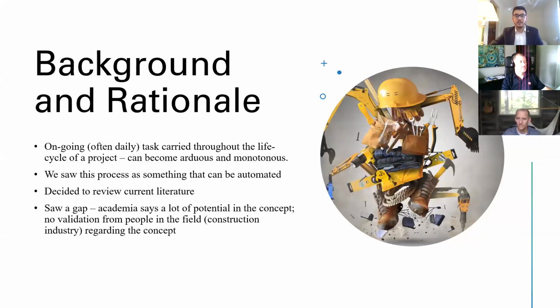As I mentioned earlier, once we had this concept of automation, we saw that the progress monitoring process is something that can be automated, because it goes on for several years, often daily, weekly, and is repetitive. This is a process that can be automated in construction. So from this point onwards, we decided to review the current literature about progress monitoring and automation. How has progress monitoring been automated in the past, and where does the current literature stand in this regard?